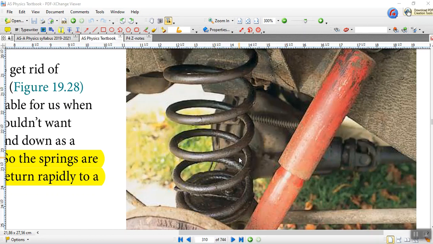A way to test if your shock absorbers are still working or not is to push down on your car, and if the car bounces up and down a few times, it means that your shock absorbers have stopped working. Next we will be looking at resonance.